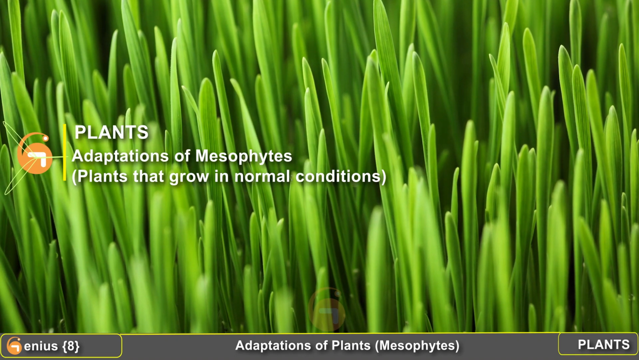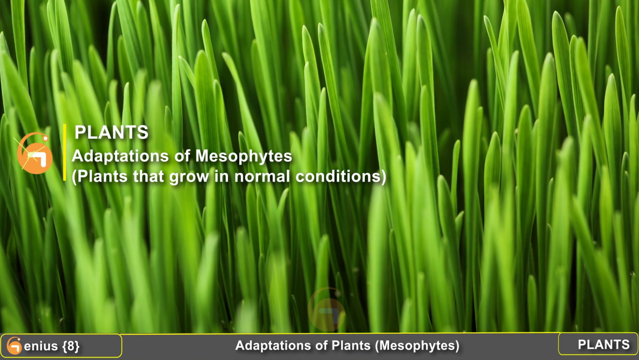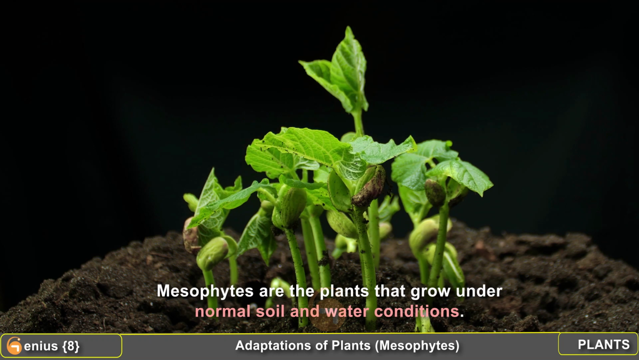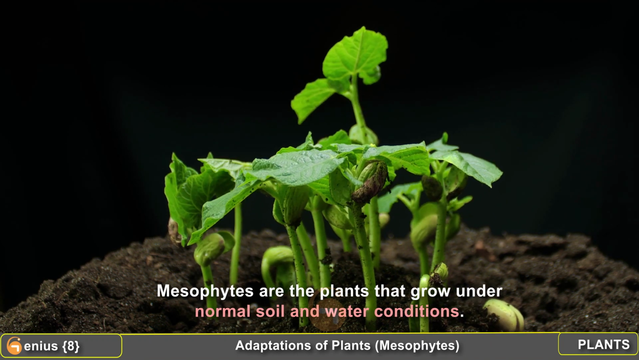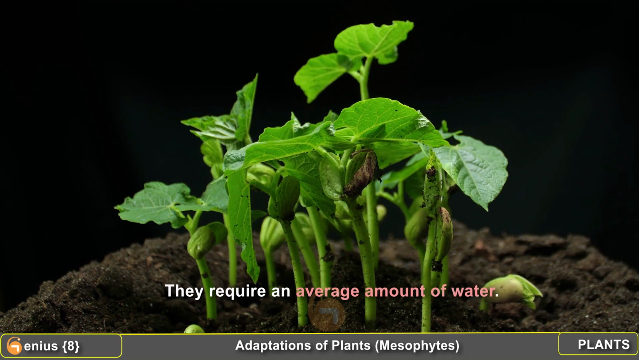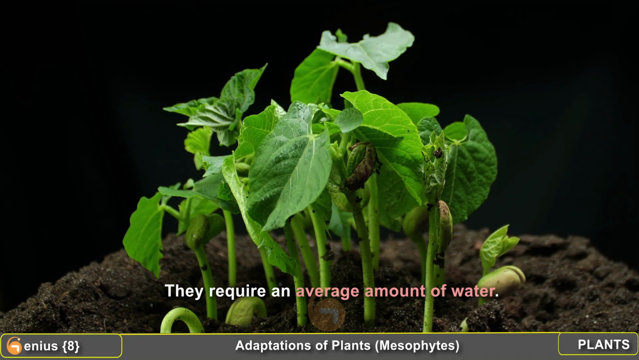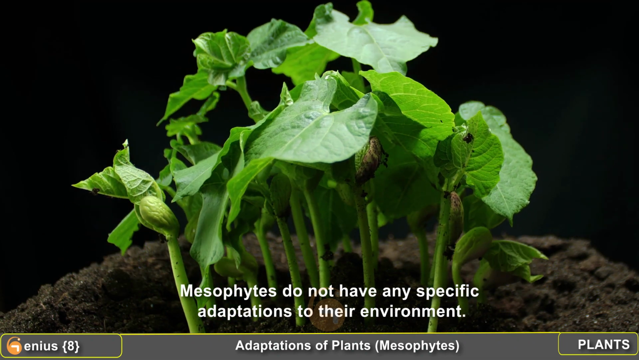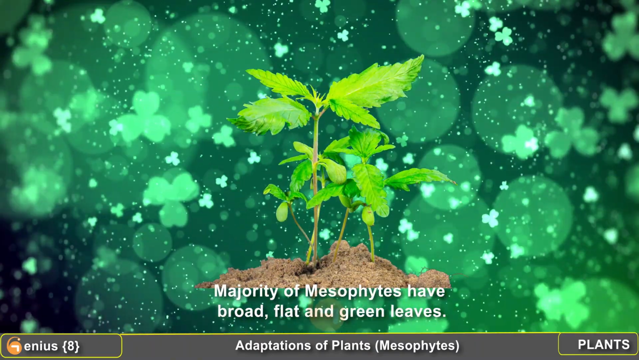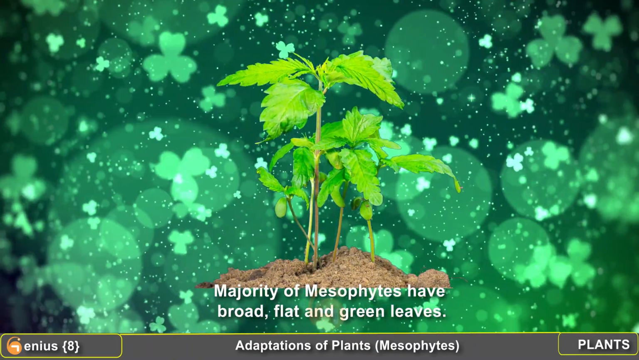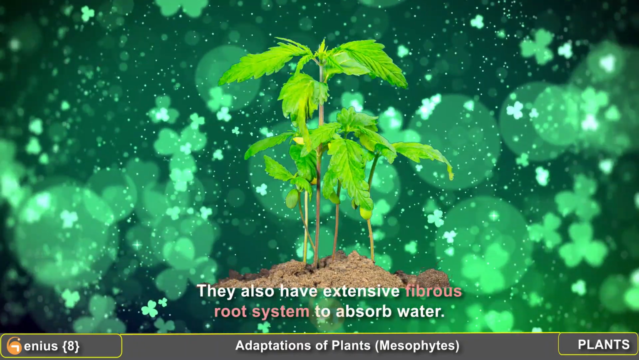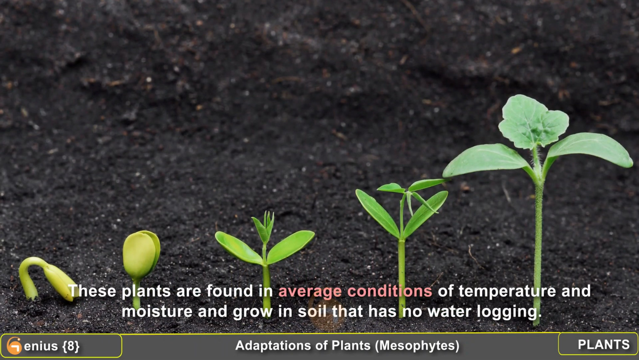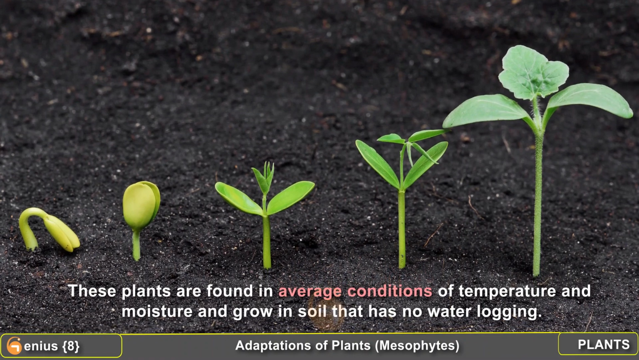Adaptations of mesophytes. Mesophytes are the plants that grow under normal soil and water conditions. They require an average amount of water. Mesophytes do not have any specific adaptations to their environment. The majority of mesophytes have broad, flat and green leaves. They also have an extensive fibrous root system to absorb water. These plants are found in average conditions of temperature and moisture and grow in soil that has no water logging.